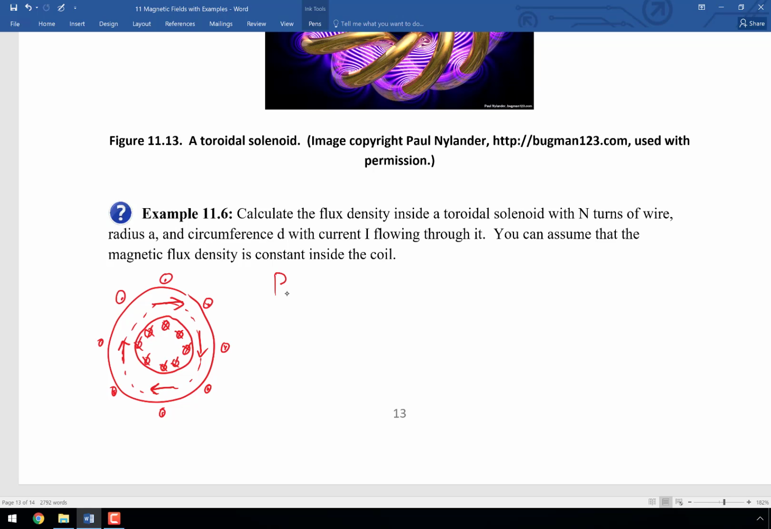So I know that B is equal to mu sub 0 times I enclosed divided by L. Well, L here, we know that this has a circumference of D, so L is equal to D. And we know that there are N coils, so I enclosed is equal to N times I. So B is equal to mu sub 0 times N times I over D.